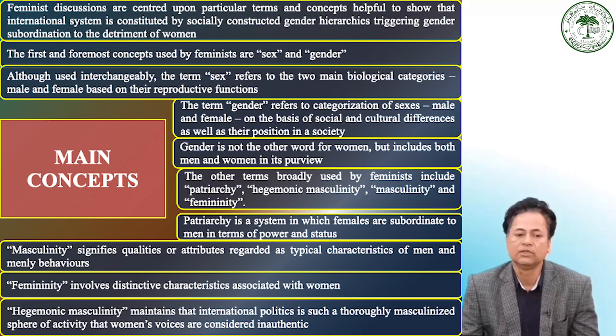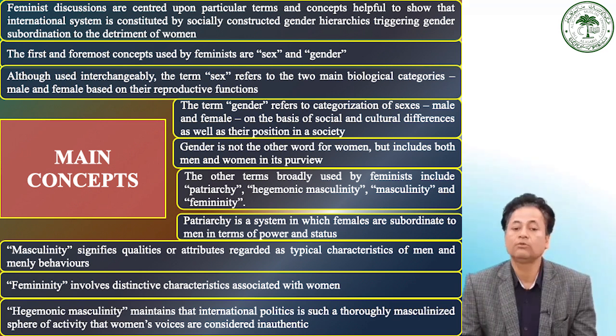A patriarchal system is based on the subordination of females in terms of power and status. In that respect, while masculinity signifies the qualities or attributes regarded as typical characteristics of men and manly behavior, femininity involves distinctive characteristics associated with women. So when you talk of masculinity, it basically refers to the qualities associated with men or their manly behavior, but when you talk of femininity, it involves distinctive characteristics associated with women.